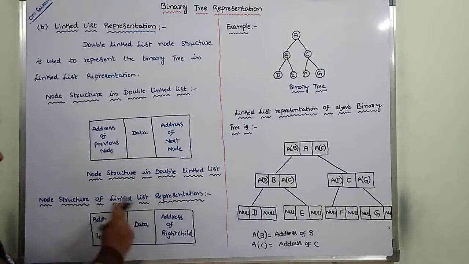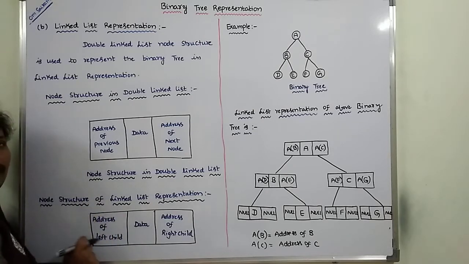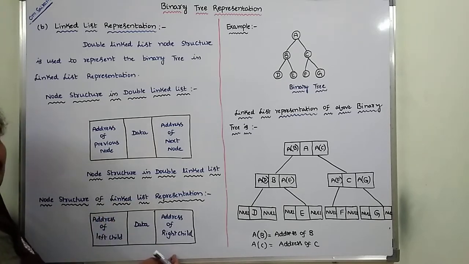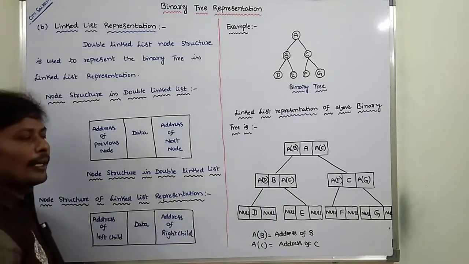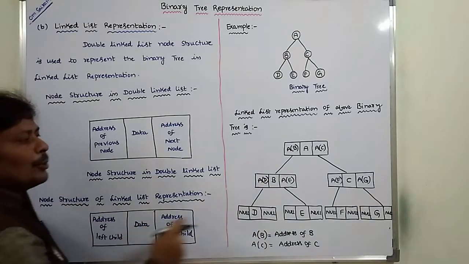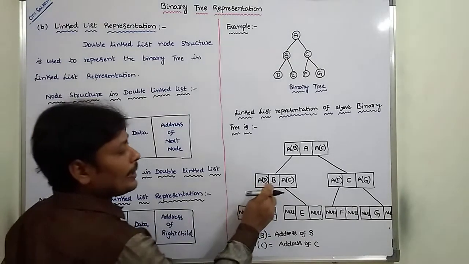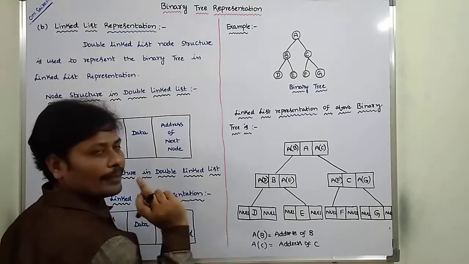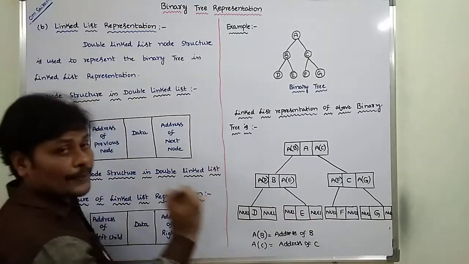Okay. So for any node, the middle value contains the node value, that is data value. Its left child address can be denoted here. Its right child address can be denoted here, this place. For example, we can take this node. The middle value is node value. Data is nothing but node value B. Here B left child is D. So now we have to write address of D.